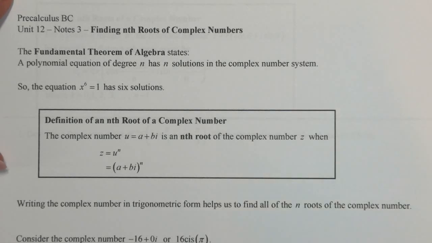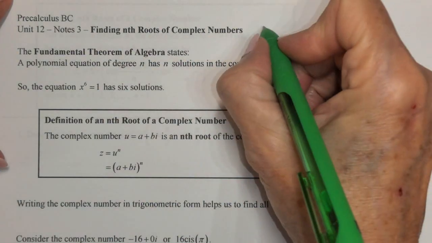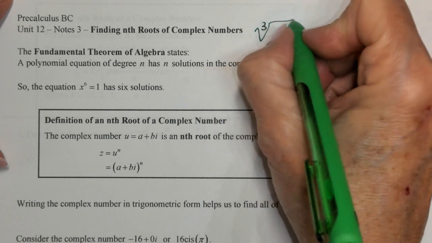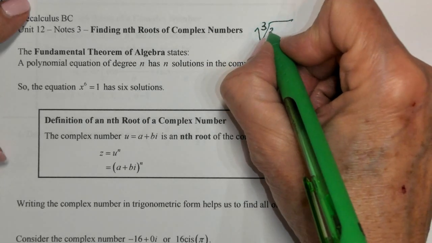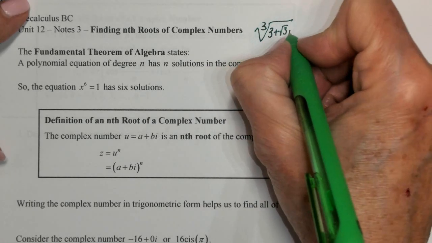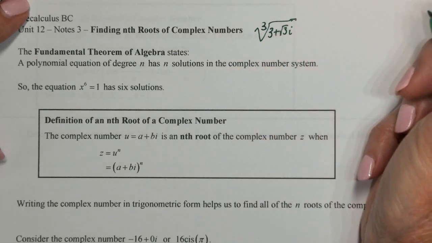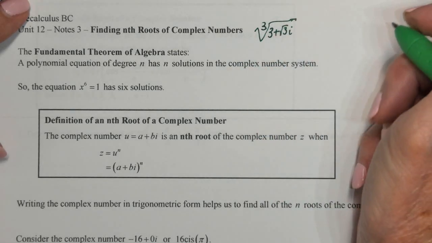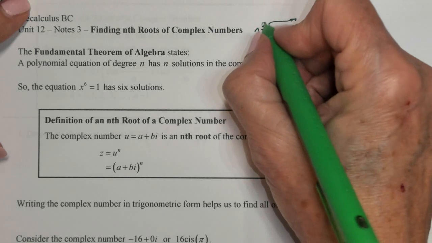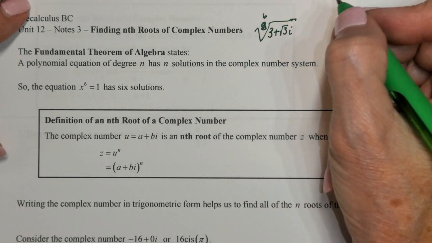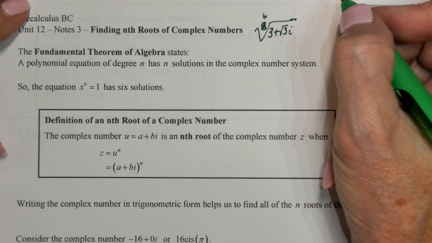In this section, we're going to be finding roots of complex numbers. Roots of them, like the cube root of 3 plus square root 3i. Things like that, okay? Roots of complex numbers. Or maybe the sixth root, or the square root, things like that, okay?